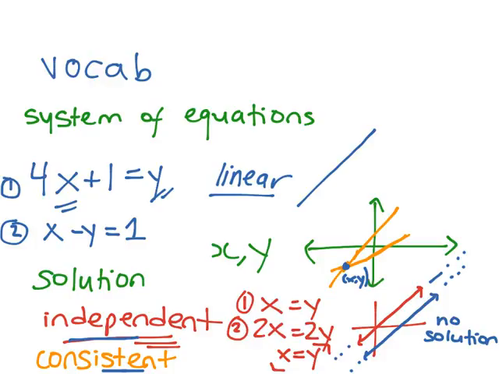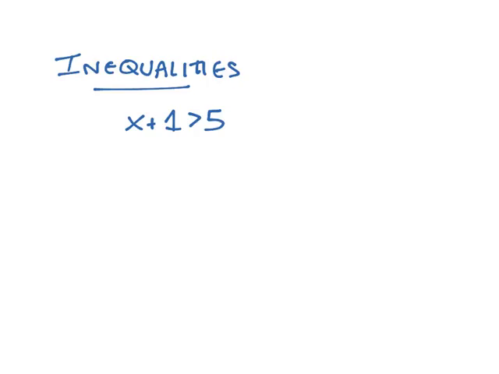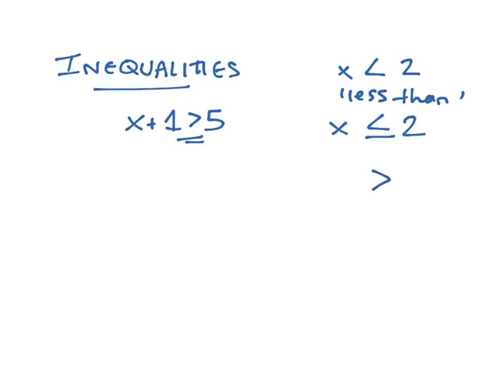Now, let's think about inequalities. Solving inequalities is very much like solving equations, except you have to pay attention to the sign. The sign can be less than. This is x is less than 2. Less than or equal to. X is less than or equal to 2. Greater than. X is greater than 2, and greater than or equal to. X is greater than or equal to 2. These are the four possible signs.